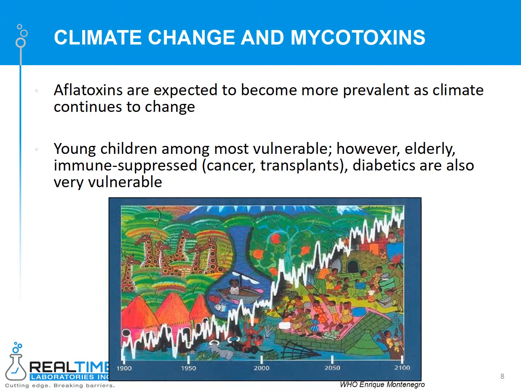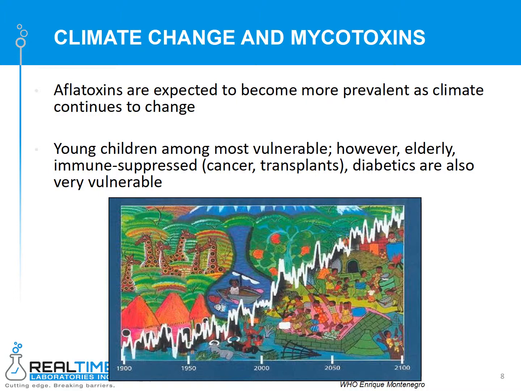Here's a graph that shows how the aflatoxins have gradually increased over the years, over the past 100 years, and they believe that they're going to become even more prevalent as the climate continues to change. Young children are among the most vulnerable.